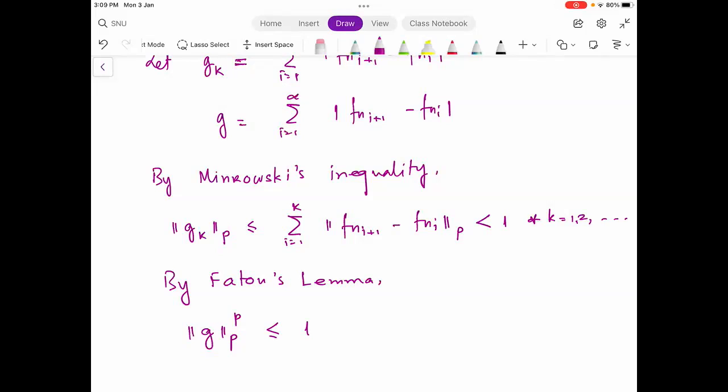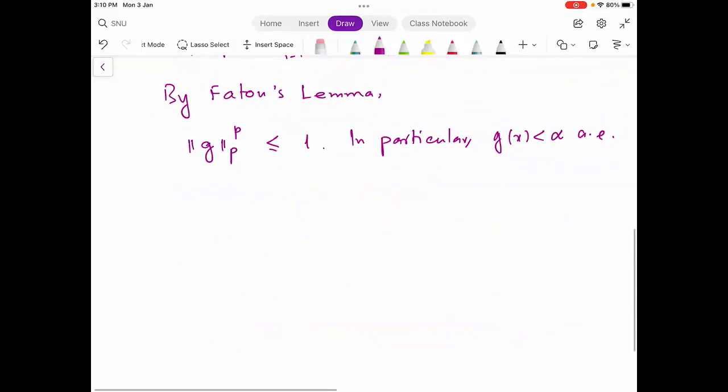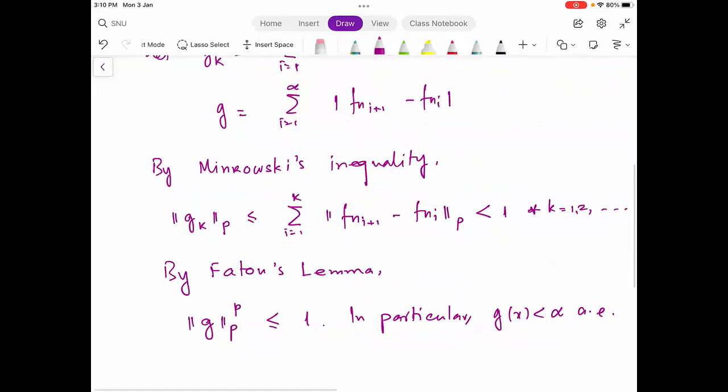So G is an L^p function. G as a function is an L^p element. Since the L^p norm is less than or equal to 1, in particular, G(x) is less than infinity almost everywhere. On some null set, the value might become infinity. Who cares? But it could not be on a set of positive measure, because then the L^p norm would not be finite. So do you notice it's a very ingenious use of Fatou's lemma to finally conclude that G is a function which is less than infinity almost everywhere.